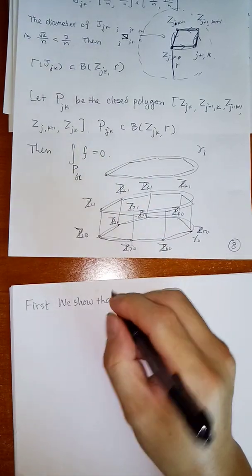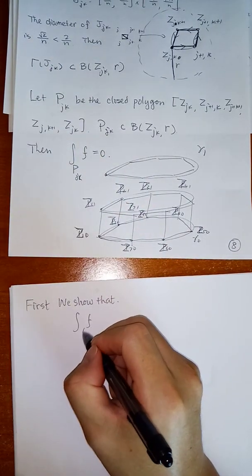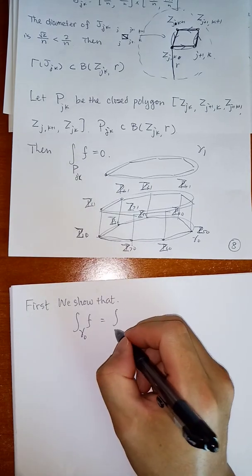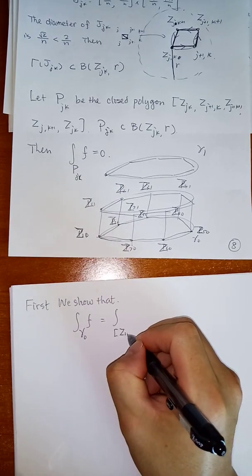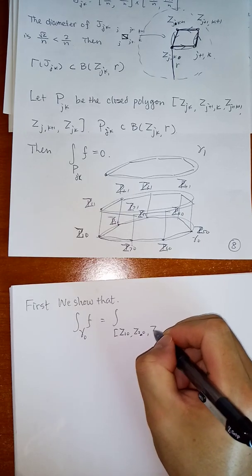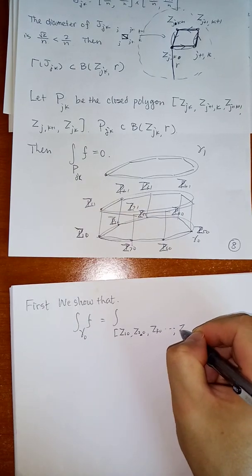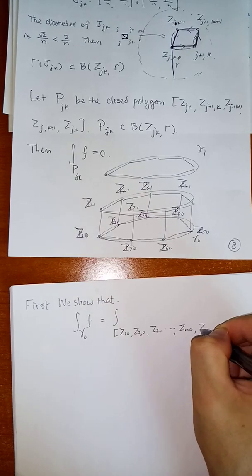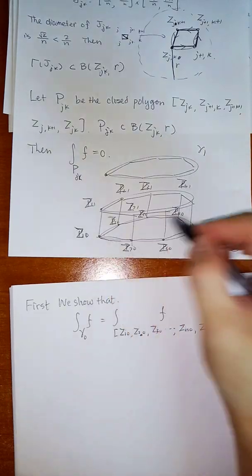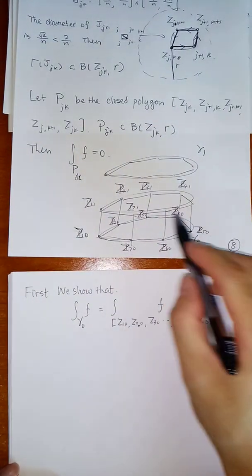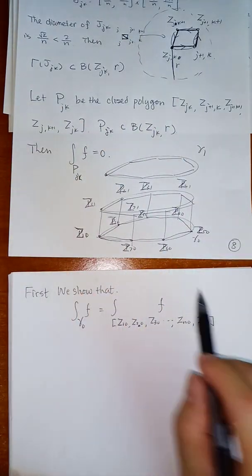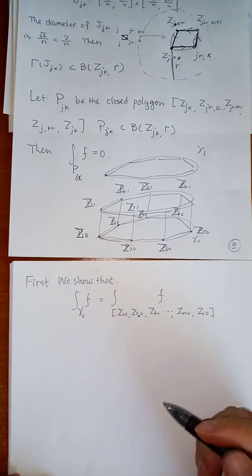First we show that the integral of f along gamma 0 is equal to the integral of f along what? z10, z20, z30, up to zn0, z10. This is the polygonal path. It follows the same order of gamma 0, the same direction and orientation. How do we show that?